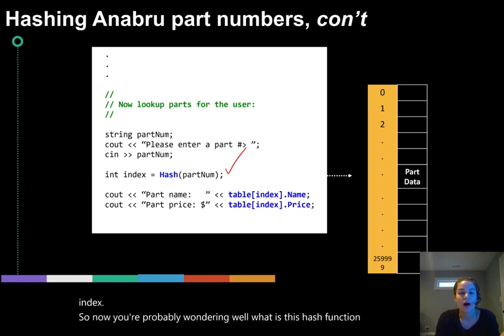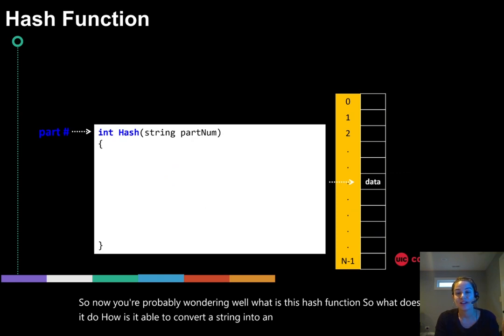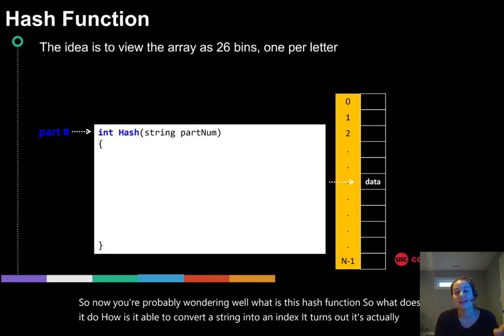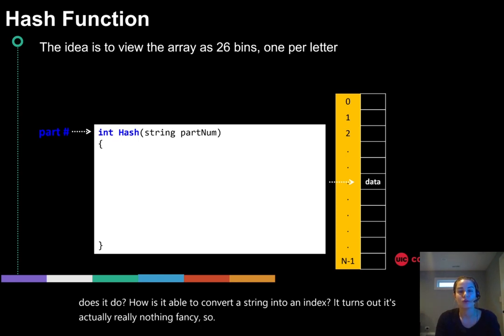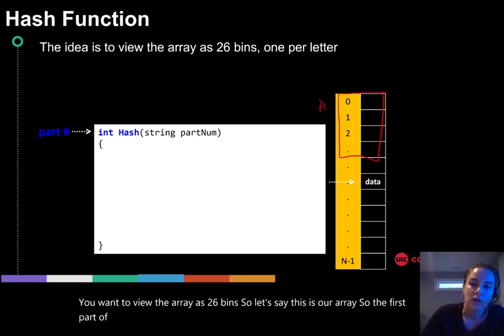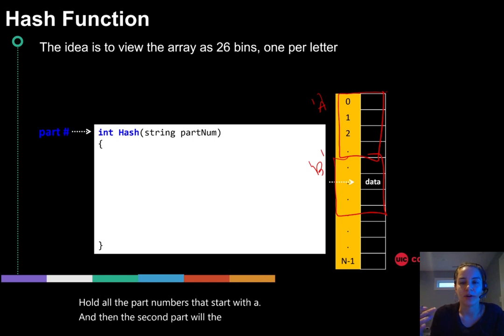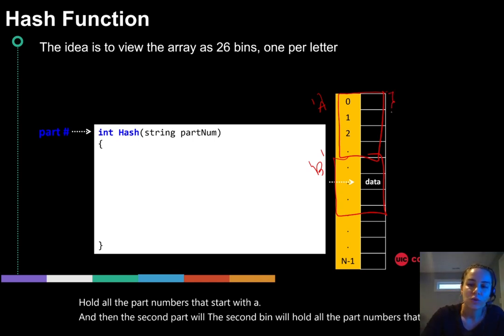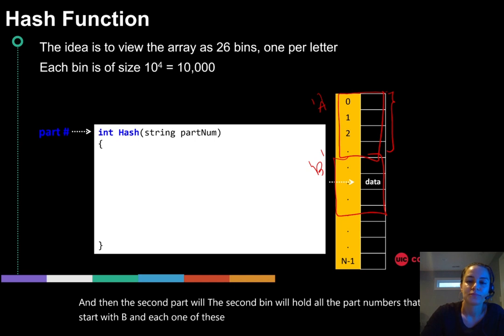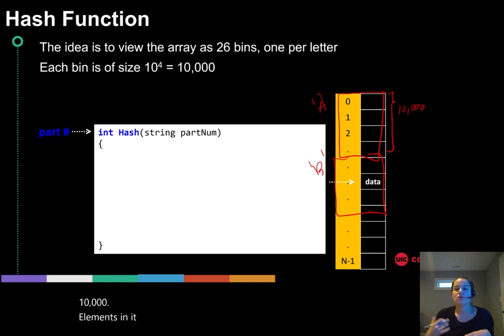Now you're probably wondering, what is this hash function? What does it do? How is it able to convert a string into an index? Well, it turns out it's really nothing fancy. You want to view the array as 26 bins. Let's say this is our array. The first part of the array will hold all the part numbers that start with A, and the second bin will hold all the part numbers that start with B, and each one of these is going to have 10,000 elements in it. And so it'll get you all combinations, right?